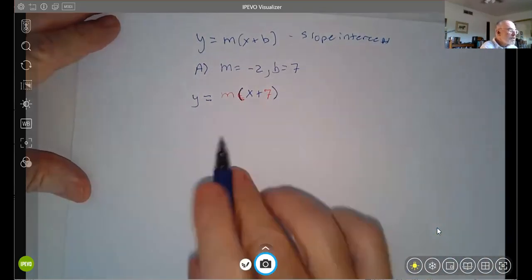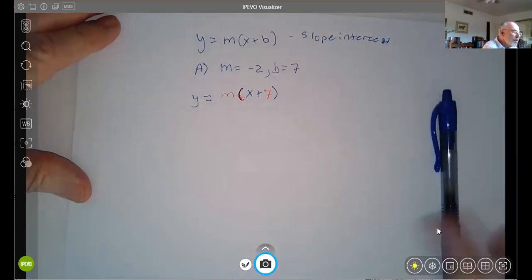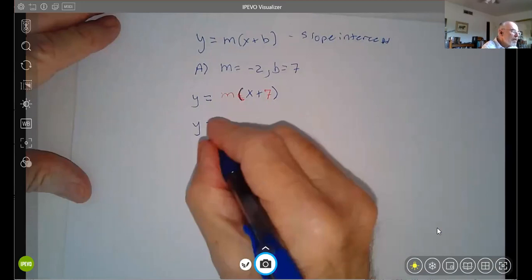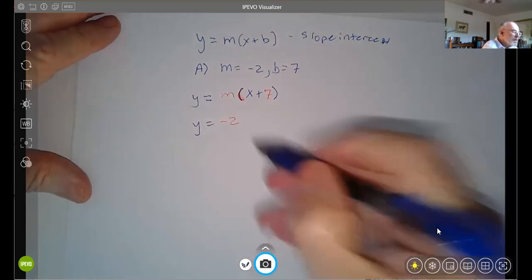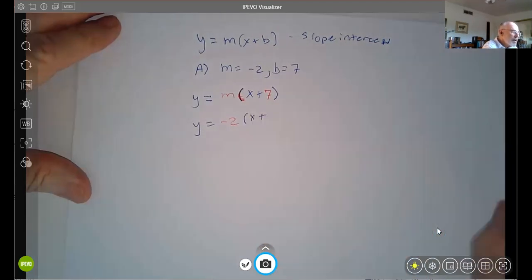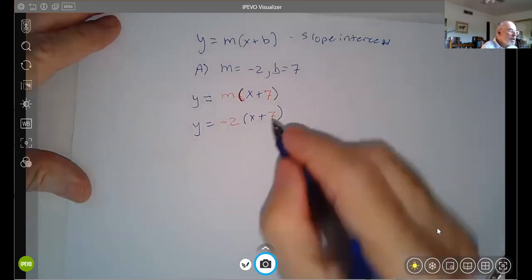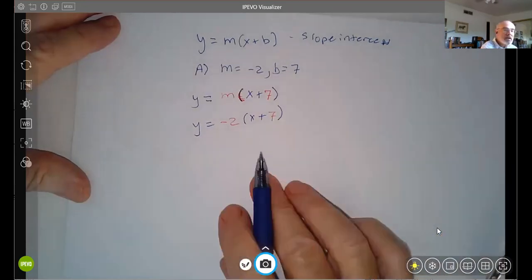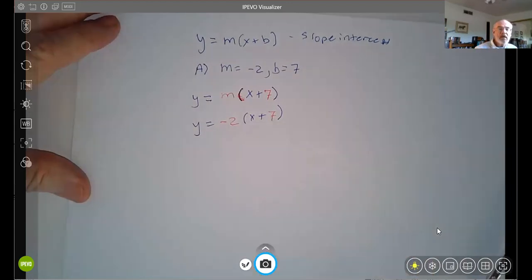So in this case, what is the slope? y is going to equal -2 times x plus 7. And now you have your slope-intercept equation that you're used to seeing. Okay. All right, and so I'm going to go back.